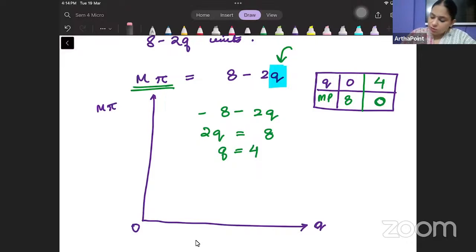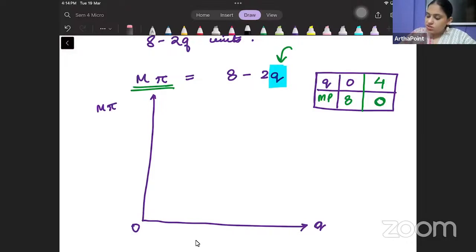So beta, what we can do now? We can just plot this. So I will have, when Q is 0, marginal profit is 8. When marginal profit is 0, Q is 4.